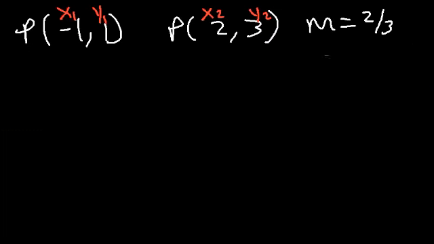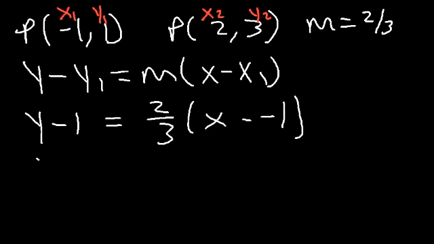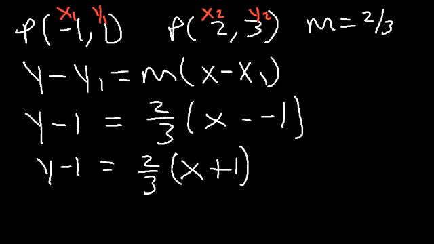So now we need to use the point-slope equation. I'm going to use the point -1 and 1 in addition to the slope. So the equation is y minus y1 is equal to m times x minus x1. So y1 is 1, the slope is 2 over 3, and x1 is -1. So negative times -1, whenever you have two negative numbers next to each other, it's going to change into a positive number. So y minus 1 is 2 over 3 times x plus 1.